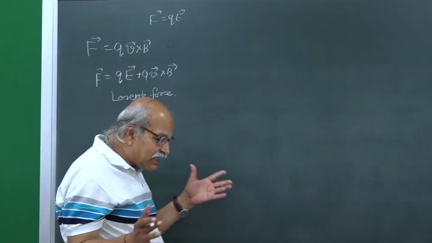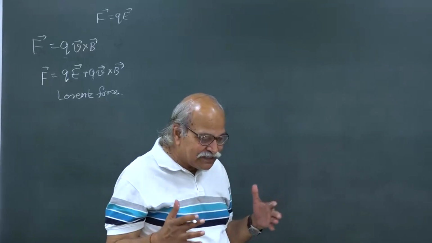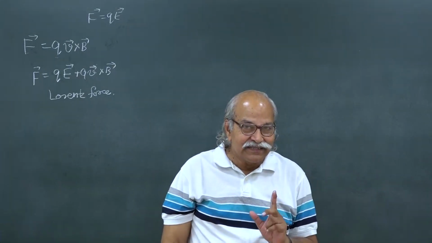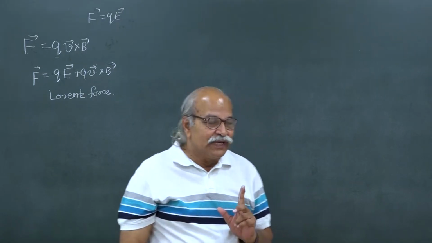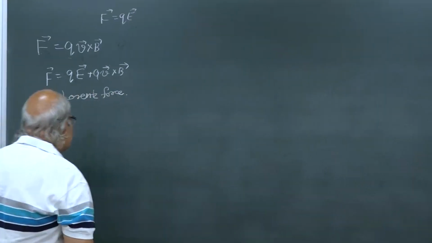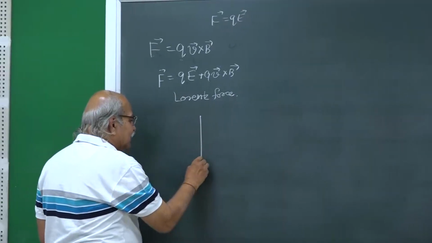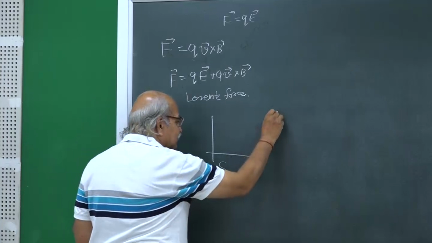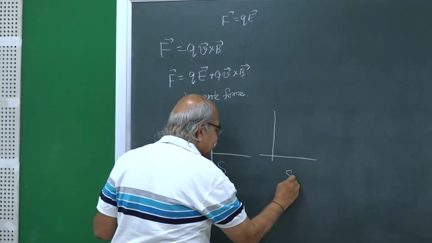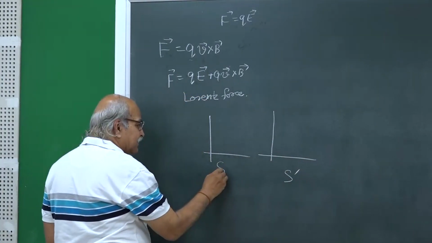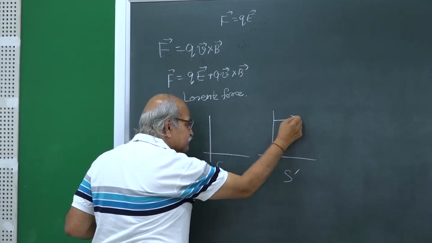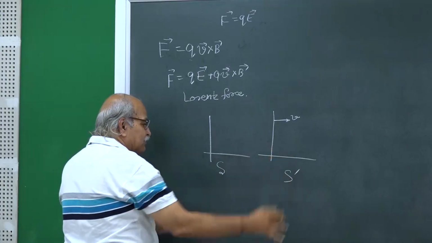Now, let me summarize those special theory of relativity results, and the one which I will be using here is length contraction. Essentially in that you have two inertial frames. One inertial frame, call it S, another inertial frame, call it S prime, and from the S frame, this S prime is moving with a velocity v. This entire frame is moving.